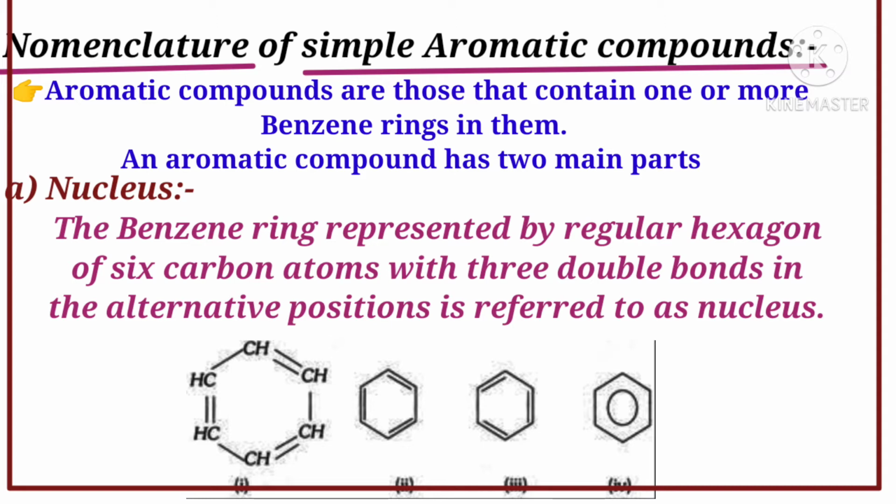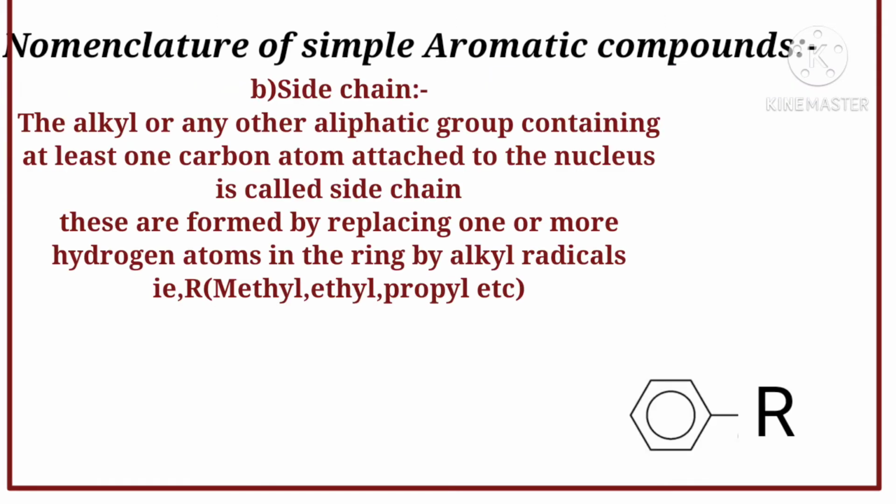The ring may be represented by any of the following ways, like this: 6 carbon atoms and 6 hydrogen atoms, and 6 sigma bonds and 3 alternative double bonds. The alternative double bonds are pi bonds, like this, in the following 4 ways. And the next one is the side chain. The alkyl or any other aliphatic group containing at least one carbon atom attached to the nucleus is called a side chain.